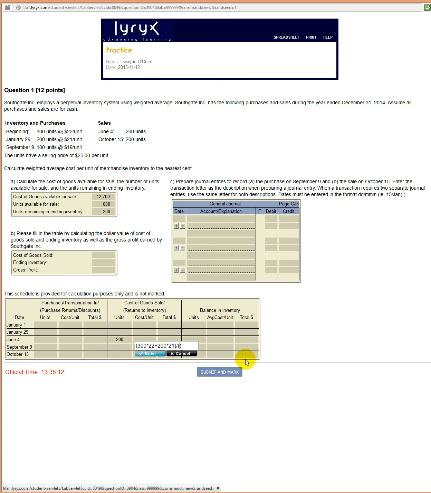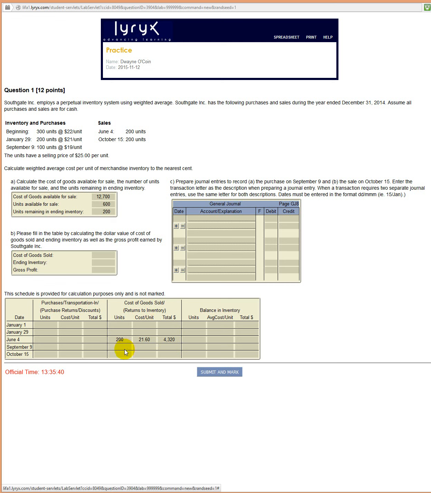So we need dollars per unit. So we need to divide that by the number of units. There were 300 units plus 200. And we can just pick up the units from the calculation above. And so it's $21.60 each. So a little math tells us that 200 times 21.60, that's the amount of cost of goods sold for that sale.